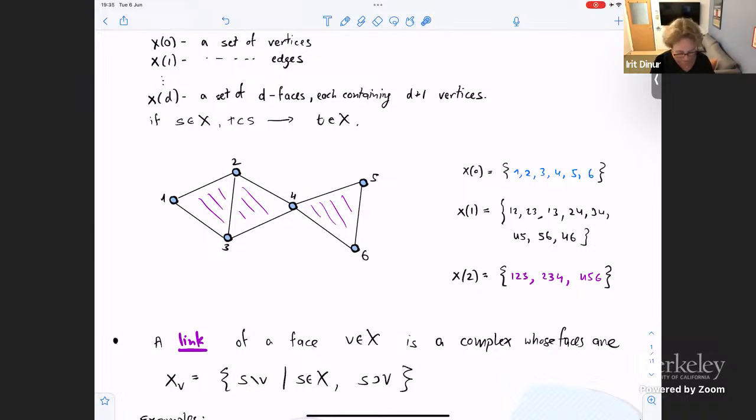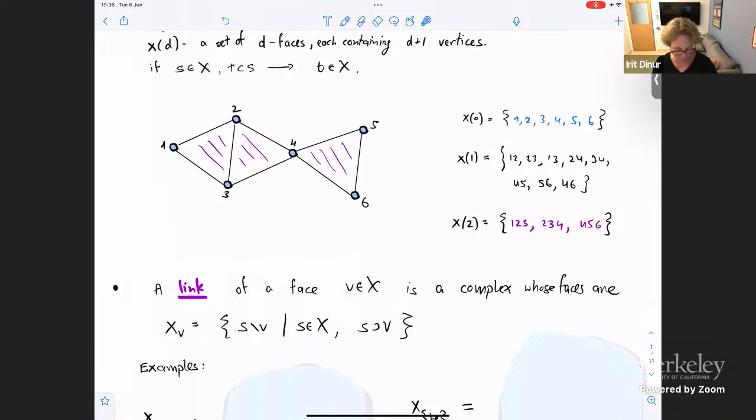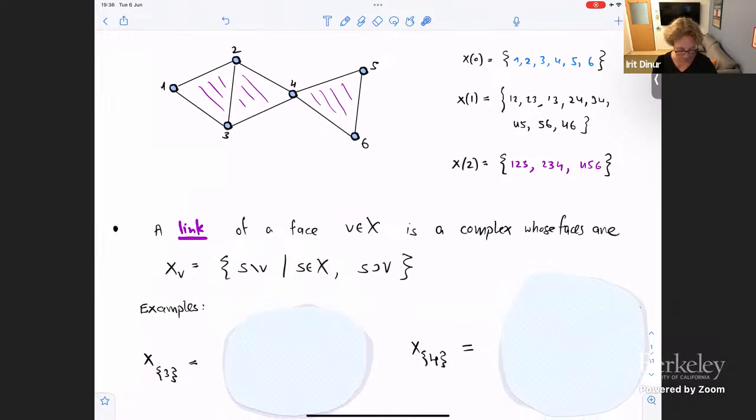Since you're in a simplicial complex setting, you know that if S is in the complex, then S minus V is actually also in the complex. So this happens to also be a face in the original complex X. Okay, let's look at an example pertaining to the complex that we have a picture of here.